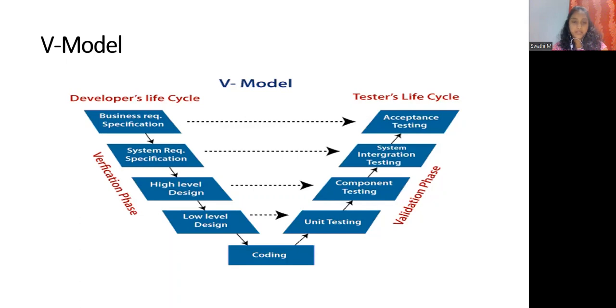In this, each phase of software development life cycle must be completed before the next phase begins. So as I said in the waterfall model, the same thing is carried to the V model, that we have to finish the first phase. After that only we can jump to the next phase. Without completing the first phase, we cannot move to the next phase.